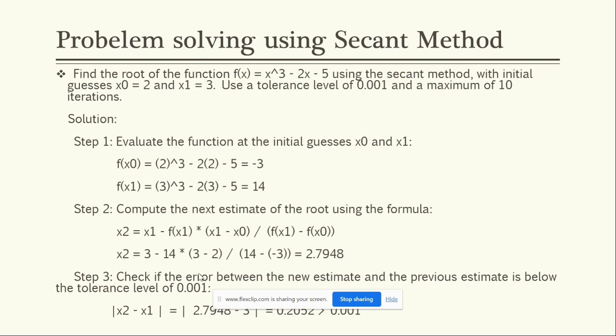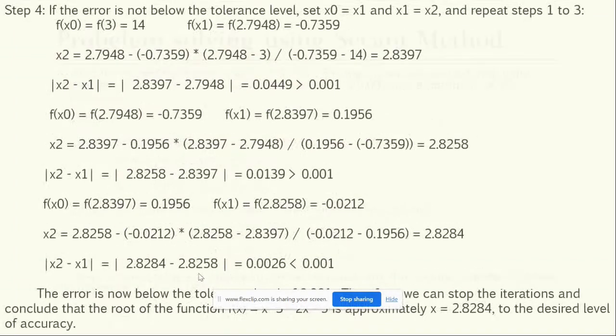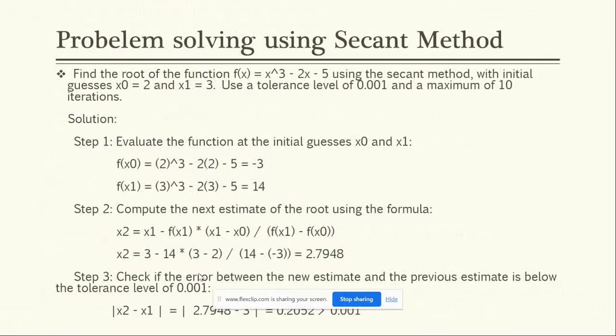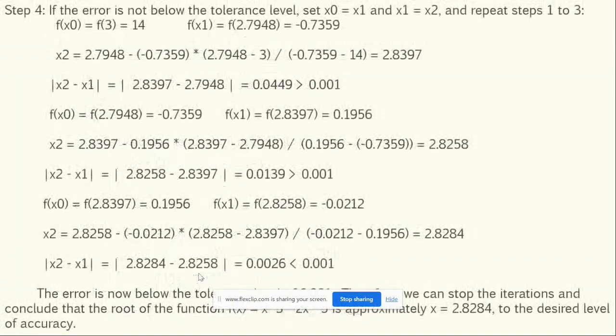And next we put those f of x0, f of x1, x0, x1 values in the formula for x2. Then we can find x2, and again we find f of x2, and by repeating the formula we can find x3 and so on. The number of iterations should be at most 10. The tolerance value is 0.001. The f of x should be less than 0.001 within 10 iterations. We will stop the secant method when the value of f of x is less than 0.001.